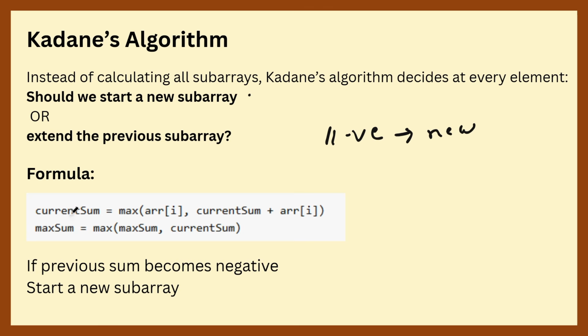Here is the formula for Kadane's algorithm. Current sum equals the maximum of array of i, comma, current sum plus array of i. Whichever is greater is assigned to current sum. And in max sum, we compare both max sum and current sum and take the maximum one.